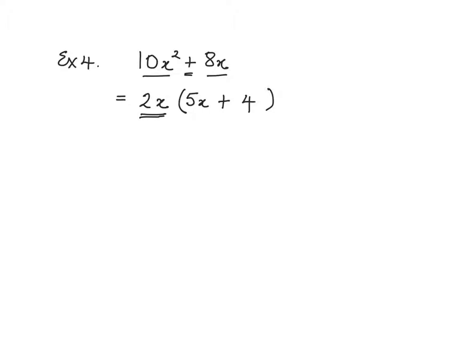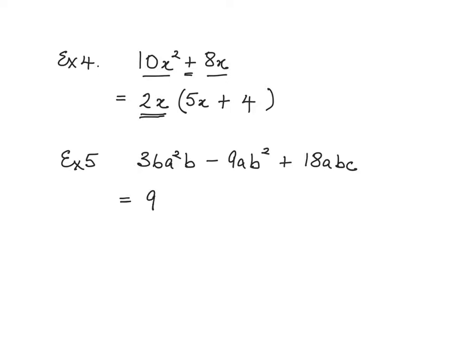Example 5. Fifth and final example. What about 36a squared b minus 9ab squared plus 18abc? The biggest number common to all three terms is 9, and you can see that each of the three terms has an a and a b.